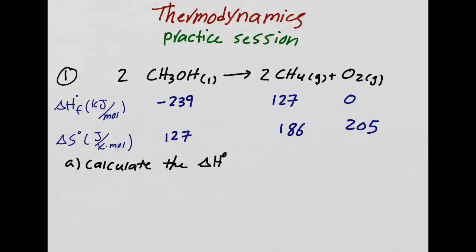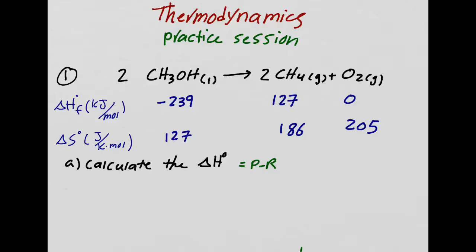So I'm going to ask you to calculate the delta H, and remember that when the delta H of formation is given, it's pretty easy. It's product minus reactant. It's product minus reactant. And just a reminder, what does this degree sign mean? That means standard condition, right? Standard condition, 25 degrees and 1 atm. Okay, so product minus reactant.